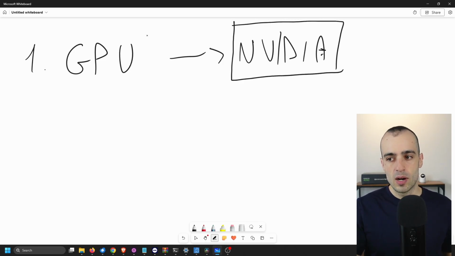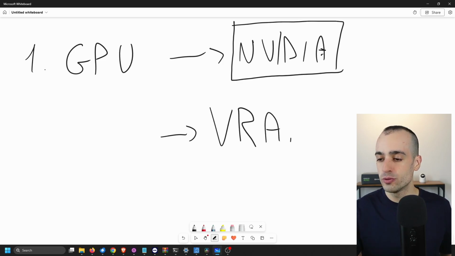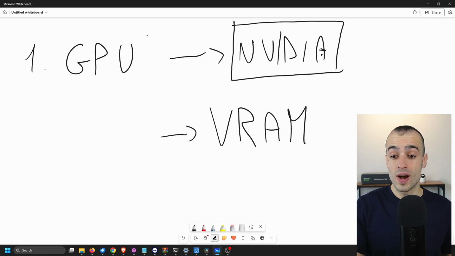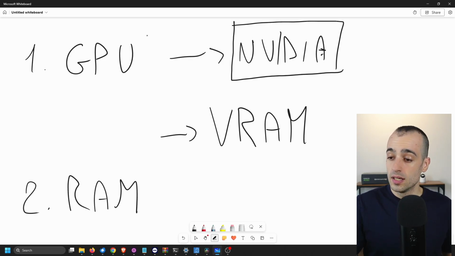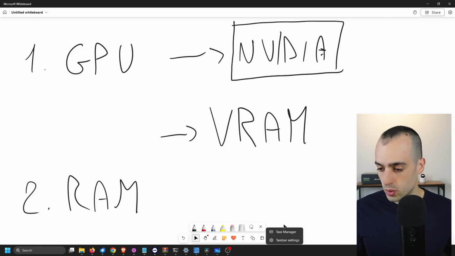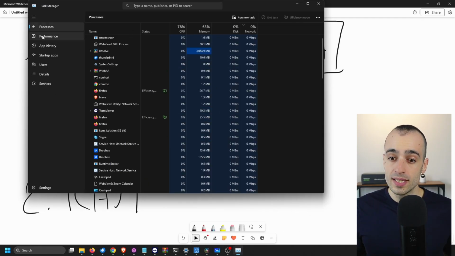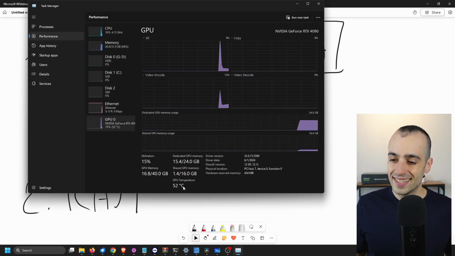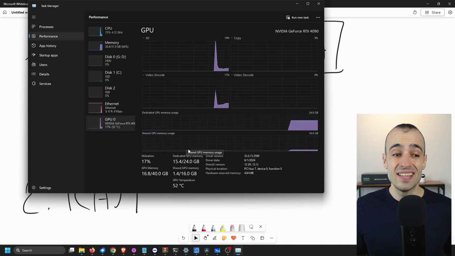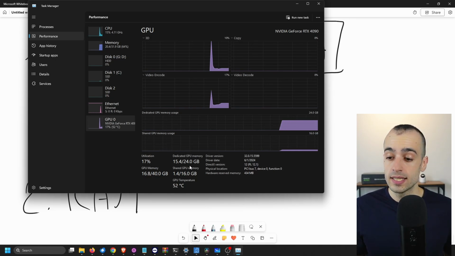What's the second thing about the graphic card? A second aspect to focus on is the VRAM. So how much memory, which is not the same as RAM. The RAM is the RAM memory in the computer. The VRAM is the video RAM memory of your graphic card. So if you're on Windows, you can just open the Task Manager, and if you check here, on Performance, you will see GPU and you will see dedicated GPU memory. That's the VRAM memory that your graphic card has. In this case, I have 24 GB.